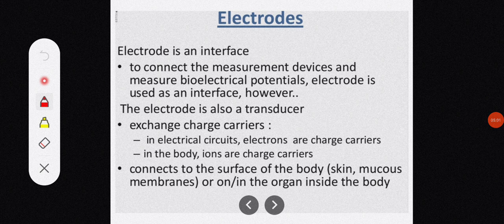So what I am trying to tell you is that there are some considerations for choosing electrodes for a particular application. First, they should be comfortable for the patients to wear over long periods. Second, they should not produce any artifacts, and the third one is the convenience of application of the electrode.